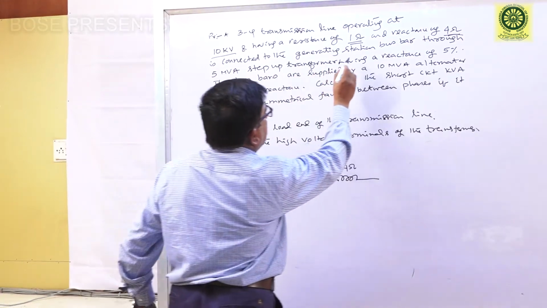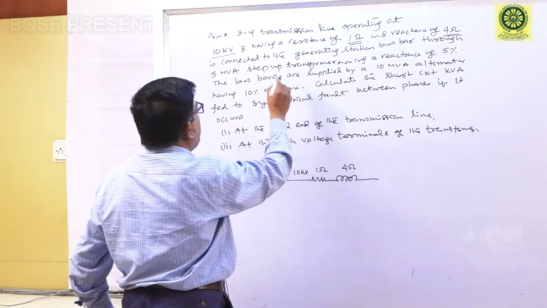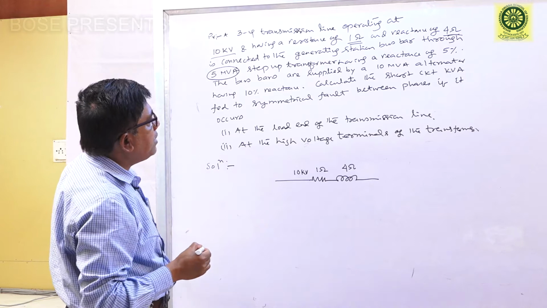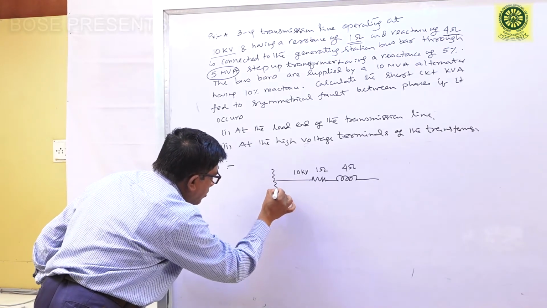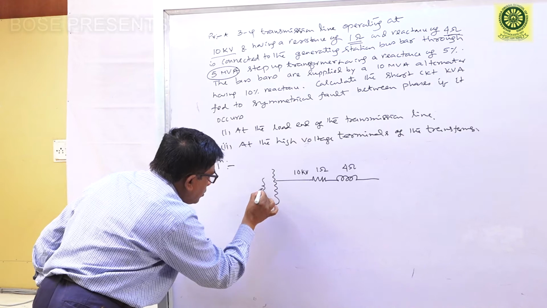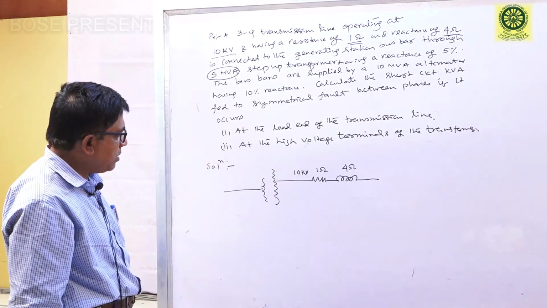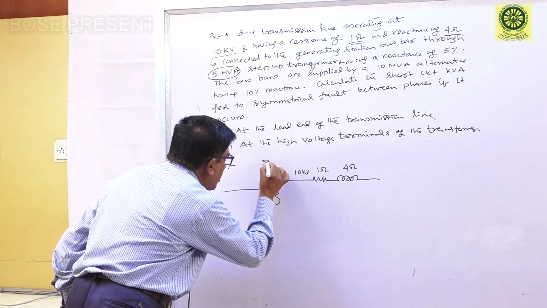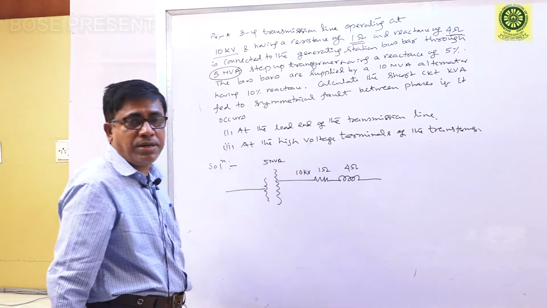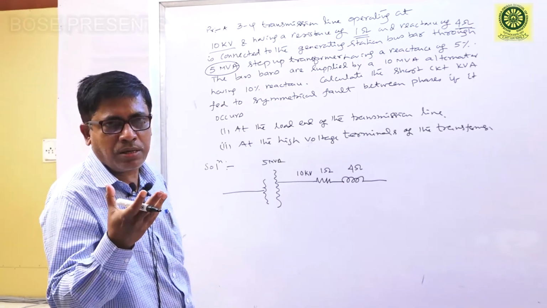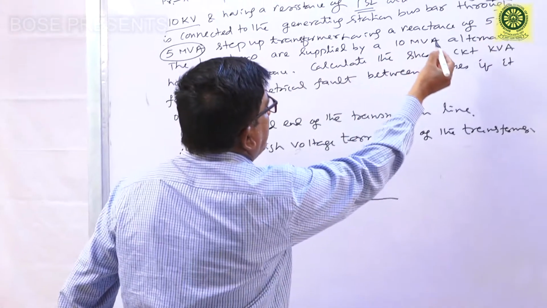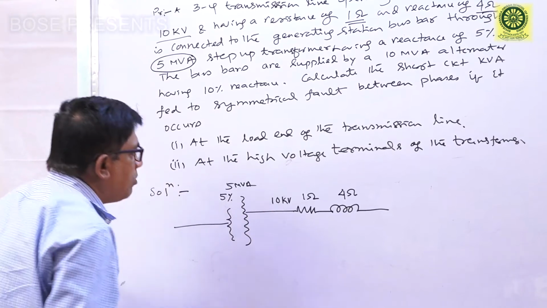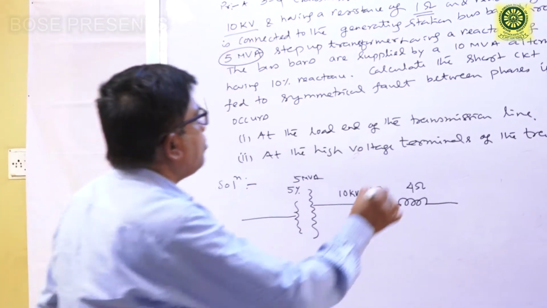It's connected to the generating station bus bar through a 5 MVA step-up transformer. This is your transformer, a single transformer. This is a step-up transformer. What is the capacity? Its capacity is 5 MVA. Sorry, the reactance of the transformer is 5%. This is your 5%.